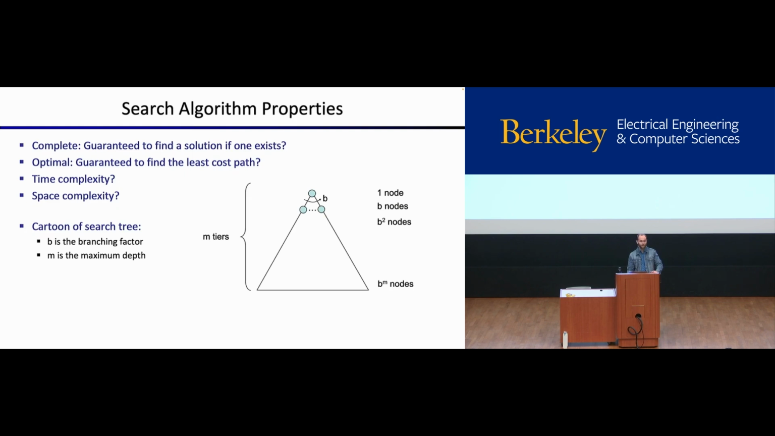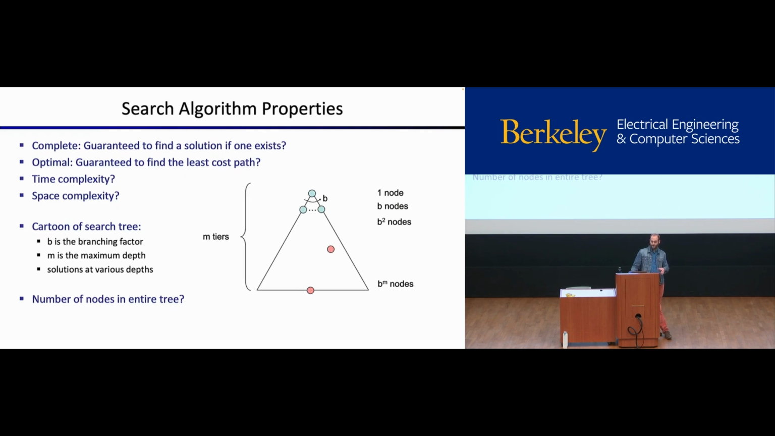So at the very bottom, if there's a maximum depth of M tiers, then there would be B to the power of M nodes in the last tier. Now, there might be solutions at various depths. Even if there's only one goal state, there might be multiple ways of getting there, and each node in the search tree corresponds to a way of getting to a state. So let's say that those red circles are two ways of getting to the goal.